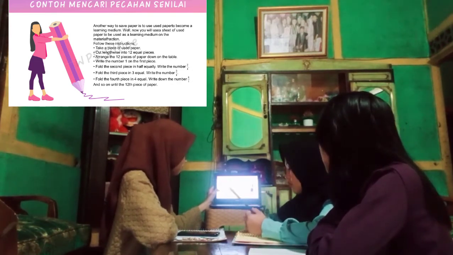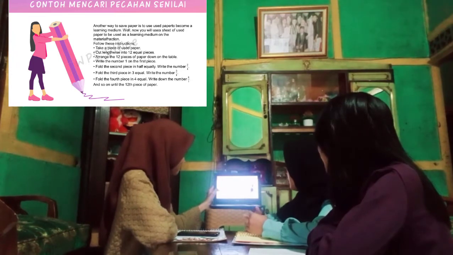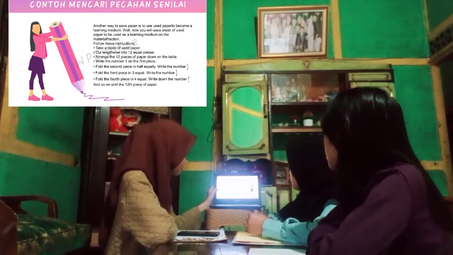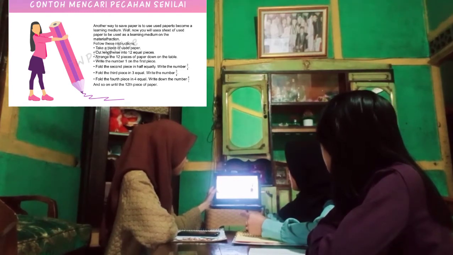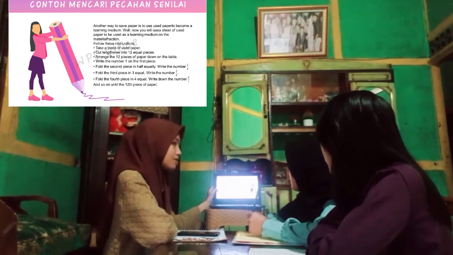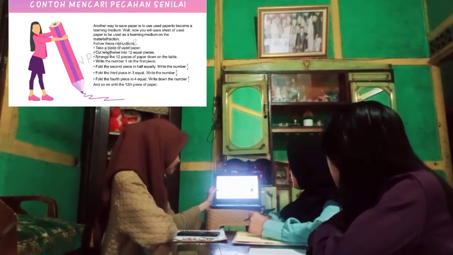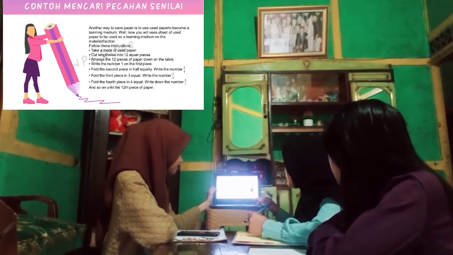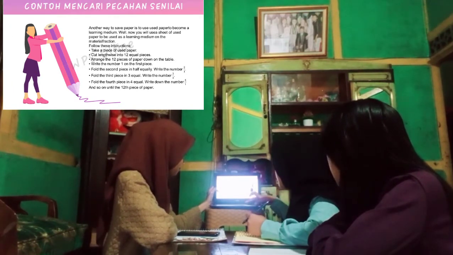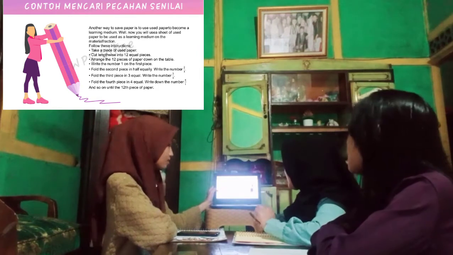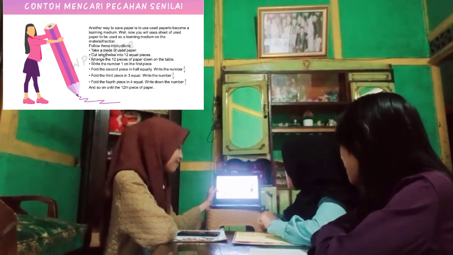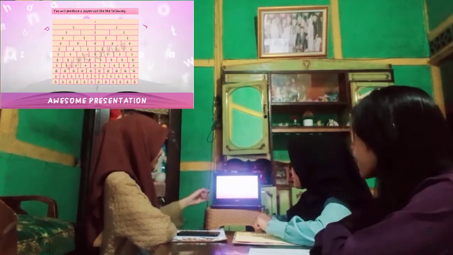5. Fold the second piece in half equally. Write the number 1 over 2. Next, fold the third piece into 3 equal parts. Write the number 1 over 3. Next, fold the fourth piece into 4 equal parts. Write the number 1 over 4, and so on until the 12th piece of paper. Next, you will produce a paper chart like the following.